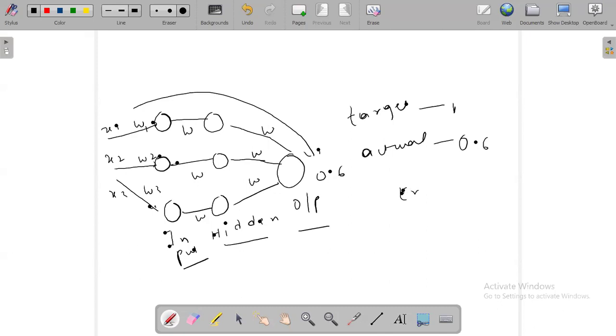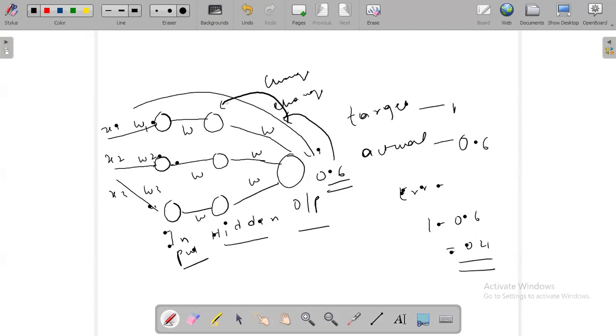Now what is the error I am getting here? It is 1 minus 0.6, that is 0.4. So I have to reduce this error, and this can be done with the help of back propagating. I got 0.6 as output, so I'll change the weights. Still I'm not getting the required output, so again I'll go back and change the weights. After changing everything, again I'll do the same thing.